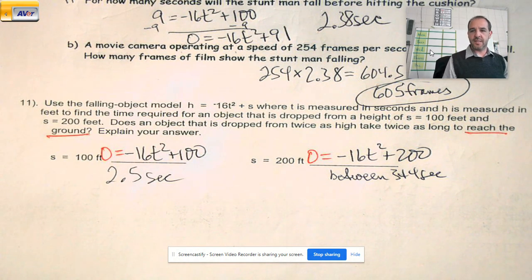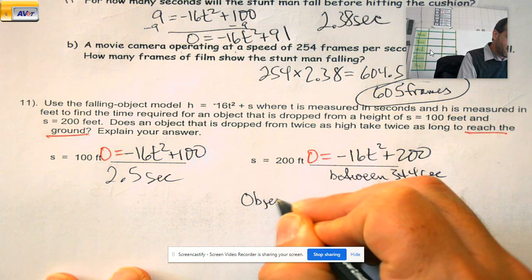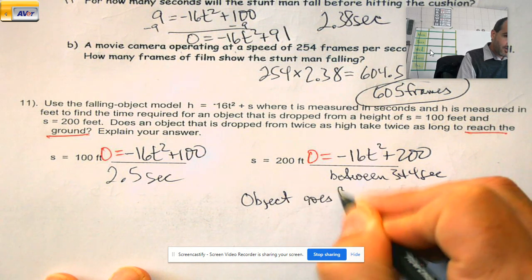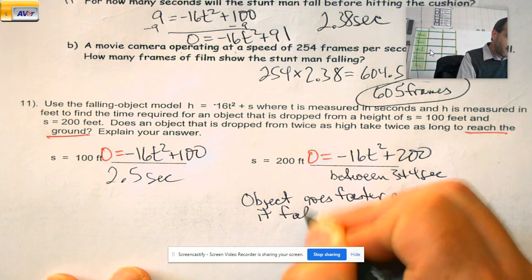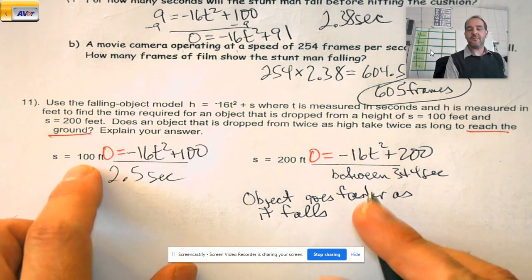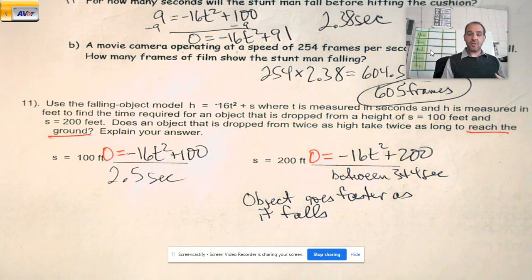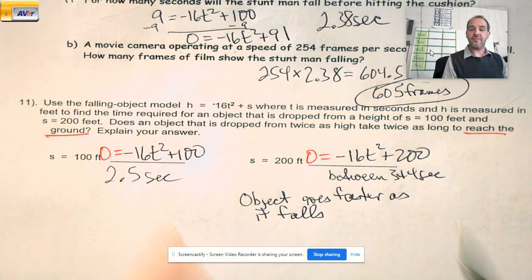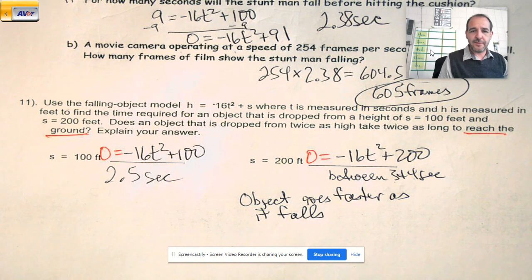Why isn't it taking twice as long? We chatted about this up at the top. Okay? The object goes faster as it falls. So they'll be going at the same speed for that first 100 feet. When this one hits the ground, it's over. This one, it's going faster and faster as it goes. So it covered that last 100 feet in like half to 1.5 seconds. So it's going faster, okay? So little physics lesson in there for you today. You get a little science bonus in with your math.